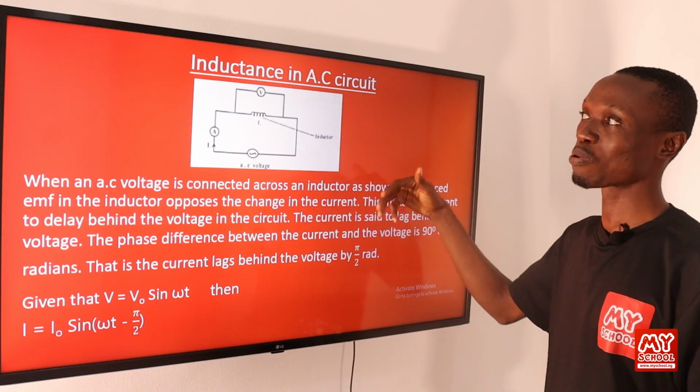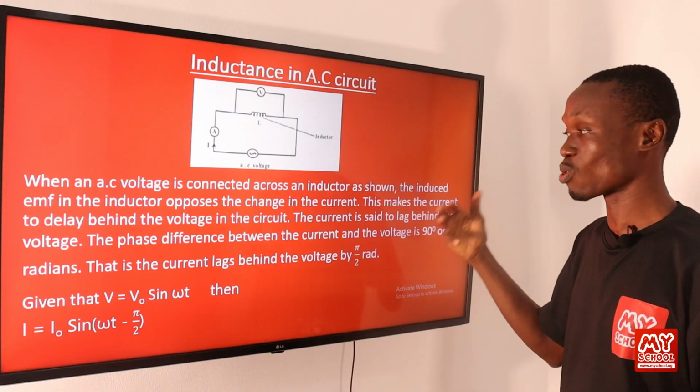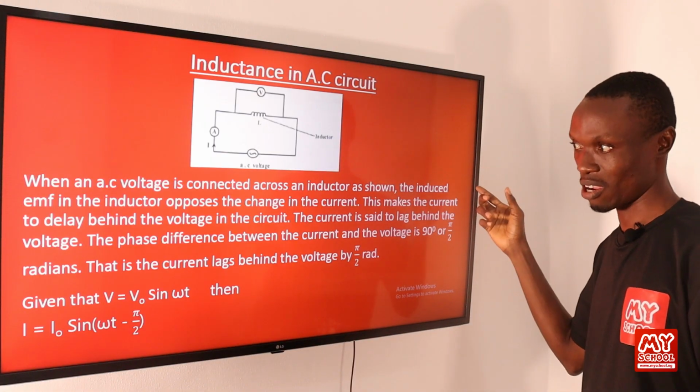So this is just like the opposite of a capacitor in an AC circuit, right? In a capacitor in an AC circuit, the current leads, right?